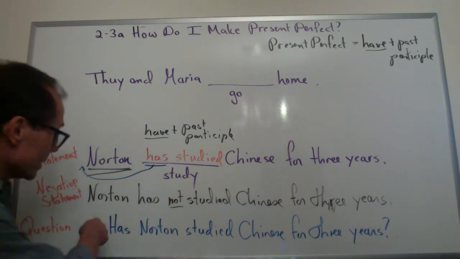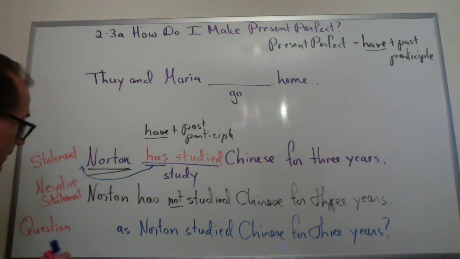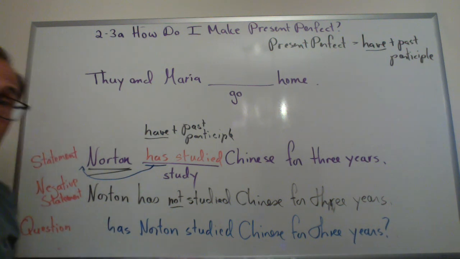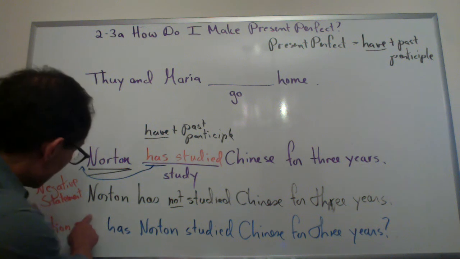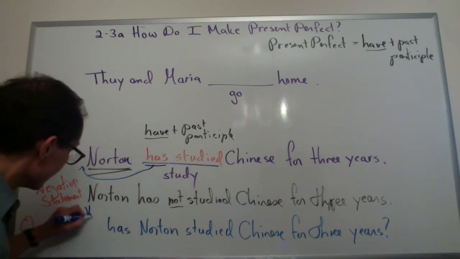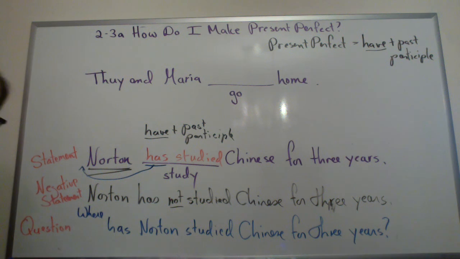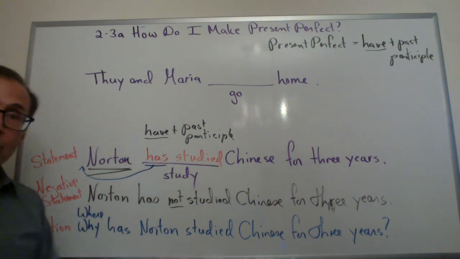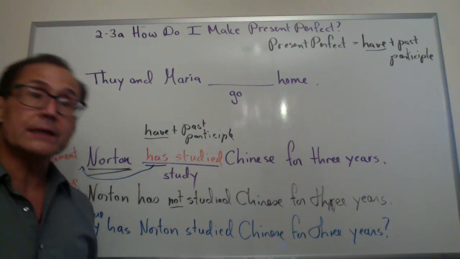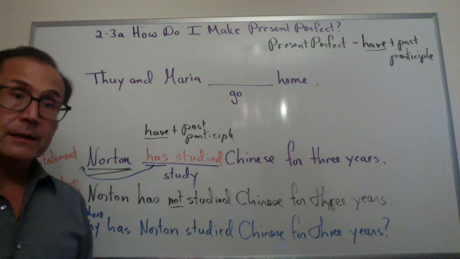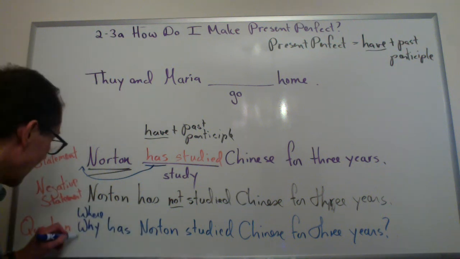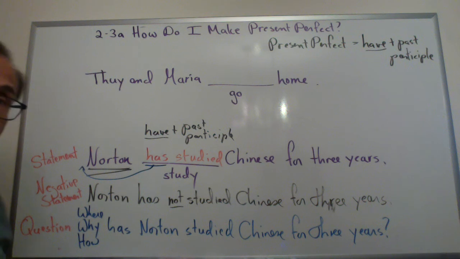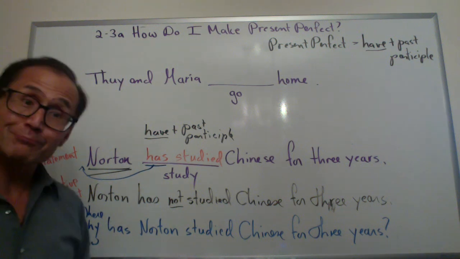Okay. If I want to ask another kind of question, like I want to know where, I want to know the place, I can put the question word up in front and I could say, where has Norton studied Chinese for 3 years? Or if I want to know the reason, I can say why. Or if I want to know what way did he do it? Did he go to school? Did he learn it with his friends? Did he study online? I might say how has Norton studied Chinese for 3 years? So if I want to ask a different kind of question, I'll just put the question word in front. Okay?